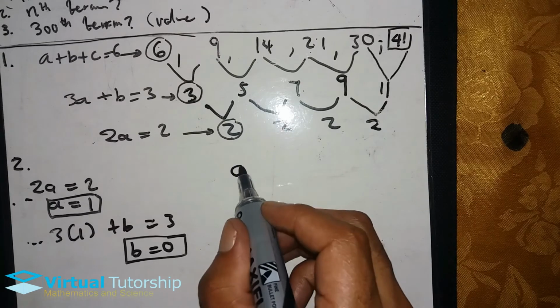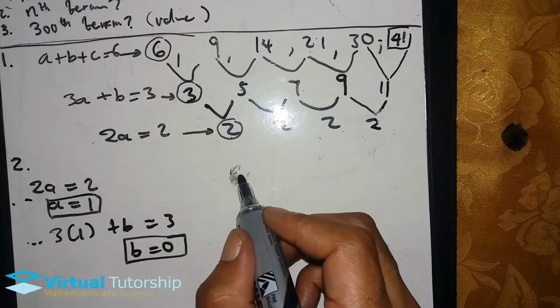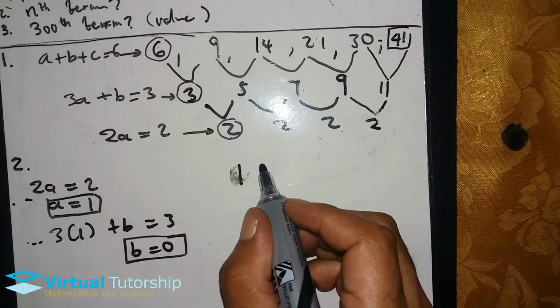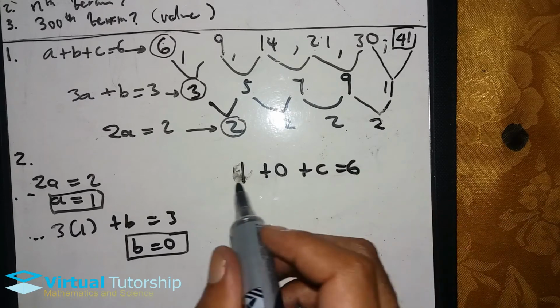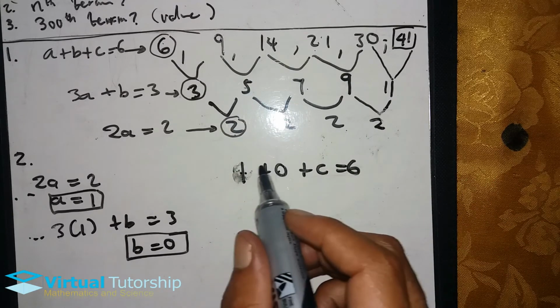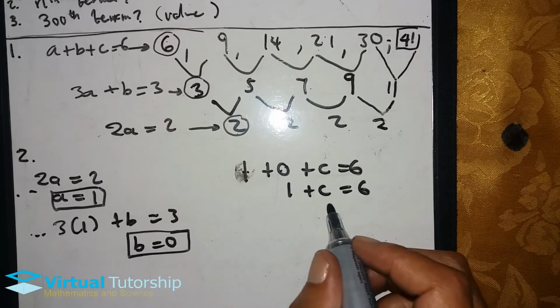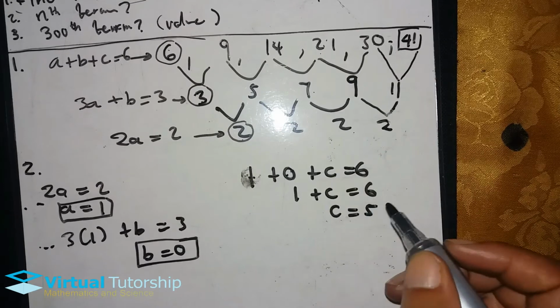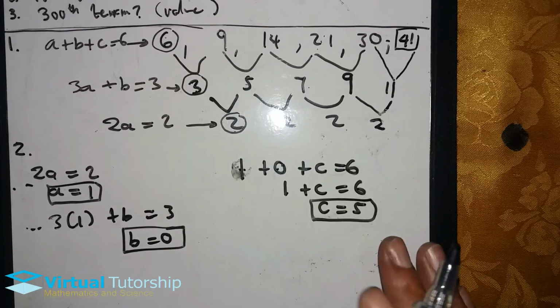And the c I calculate using this equation. a I have is 1, b is 0, and c I want is equal to 6. So 1 plus 0 is 1, plus c is equal to 6. This 1 I transpose and get 5. So my c is the value 5.